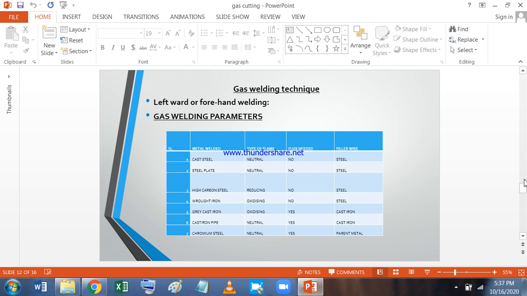Here we have given a table showing where the different flames are used. For cast steel and steel plate, we use a neutral flame. For high carbon steel, we use a reducing flame. For wrought iron, we use an oxidizing flame. For grey cast iron, we use an oxidizing flame. And for cast iron pipe and chromium steel, we use a neutral flame.